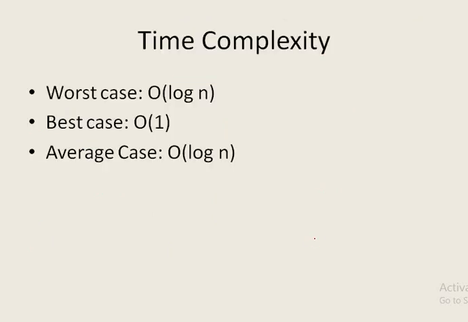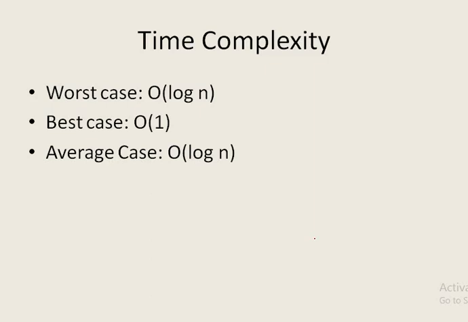Now coming to the time complexity of this algorithm. In the worst case, the algorithm has a time complexity of big O of log n. The best case complexity is big O of 1. Average case complexity is also similar to the worst case, that is big O of log n. This is because we have divided the array into different subparts and the elements in the subarray are being searched. That is why that many comparisons will be present in order to find a match.